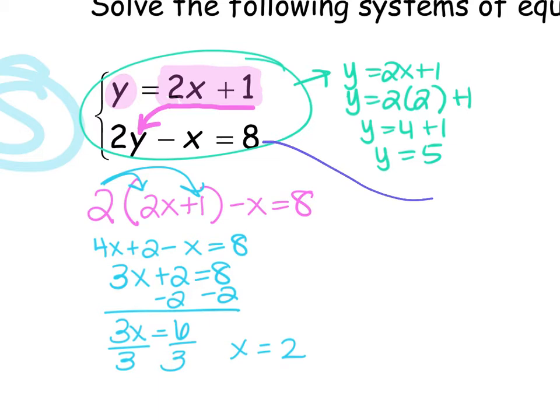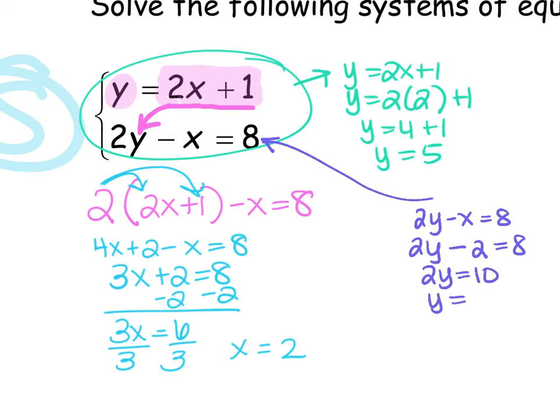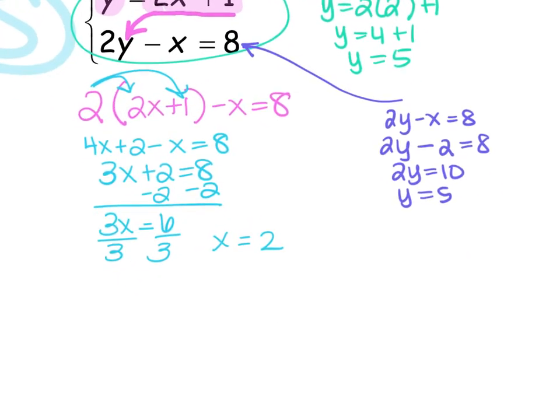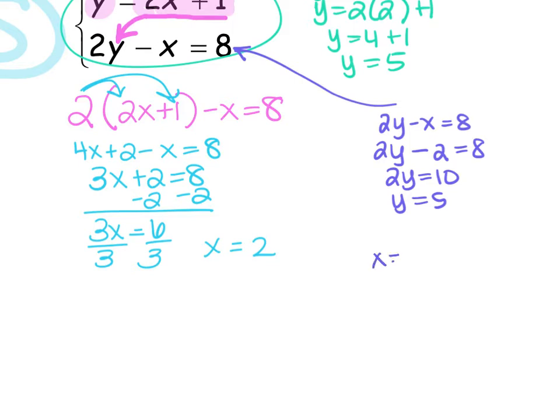If I follow that same process but instead use the second equation, 2y minus x is equal to 8, 2y minus 2 is equal to 8, add 2 to both sides, 2y is equal to 10, so y is equal to 5. Okay, so the solution to this system is that x equals 2, y equals 5. We can write that as a point (2, 5).